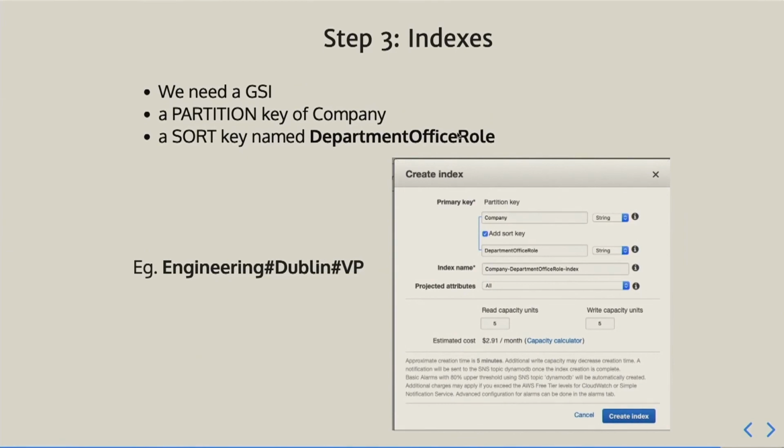The next step is we need to define our indexes. So we know that we need to be able to get people by their company as well as their department, office, or role. So we can create a single GSI for this with a partition key of company and then a sort key named department, office, role. So you can see how we're starting to abuse IDs and pack in as much data as possible. We can have a partition key of company, and then we can create a sort key for department, office, and role. So engineering, Dublin, VP.